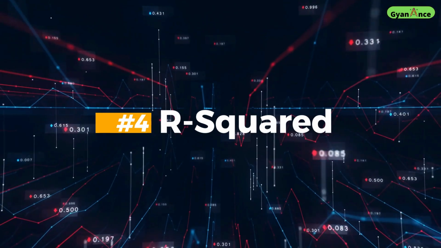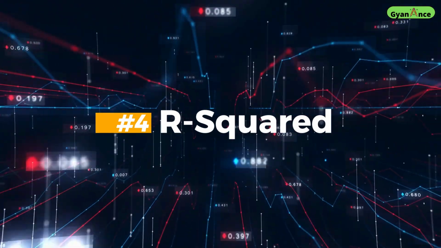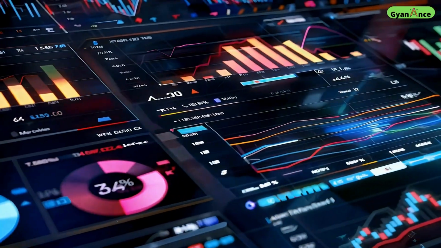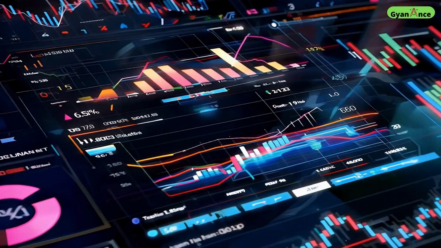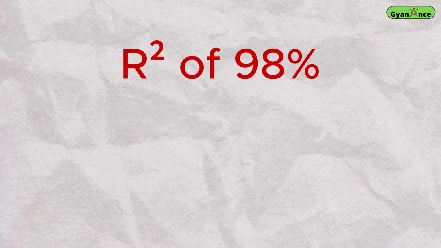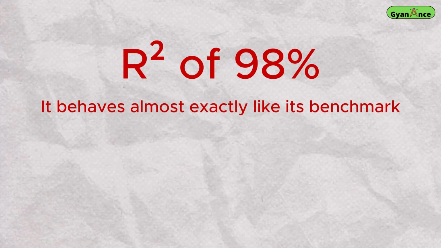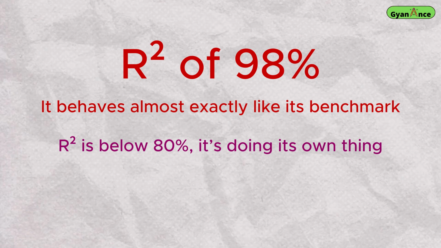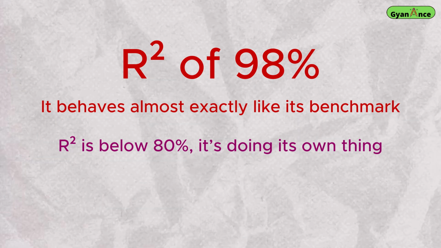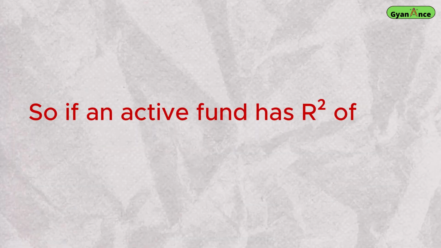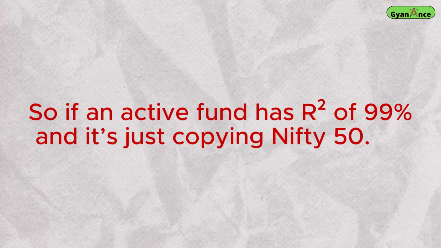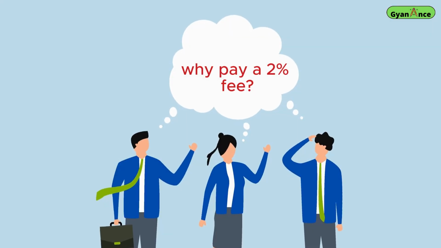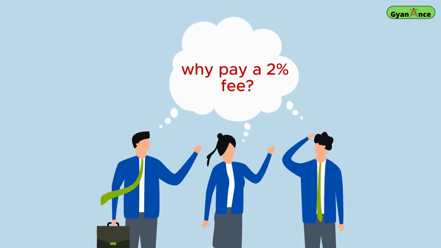This one is very underrated. R squared. It tells us how closely a mutual fund follows its benchmark index. If a fund has R squared of 98%, it behaves almost exactly like its benchmark. If R squared is below 80%, it's doing its own thing. So if an active fund has R squared of 99% and it's just copying Nifty 50, why pay 2% fees? Better to go with the low cost index funds.